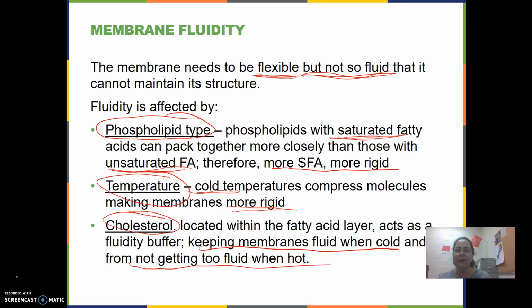Cholesterol depends really on the temperature. If the temperature is cold, cholesterol, which is a lipid, helps to keep the membranes fluid. But if it's a climate where the temperature is hot, the plasma membranes of organisms use cholesterol to keep their plasma membranes a little bit less fluid. It keeps them from getting too fluid when it's hot. So it just depends on the temperature as to the role of cholesterol.